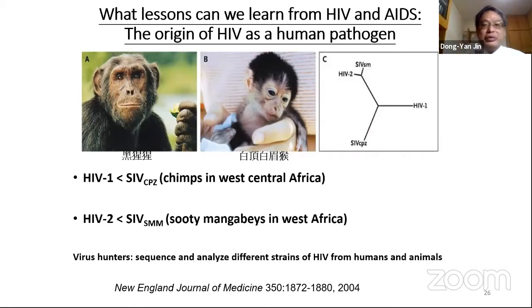And at this point, I want to compare SARS-CoV-2 with HIV, because HIV is the best studied human virus. And there are many lessons that we can learn from HIV and AIDS. So I will briefly talk about the origin of HIV as the human pathogen. Now it is well known that HIV-1 came from chimpanzees, and then HIV-2 came from SIV from sooty mangabey in West Africa. So this is the very simple phylogenetic relationship between the monkey virus and the human virus.